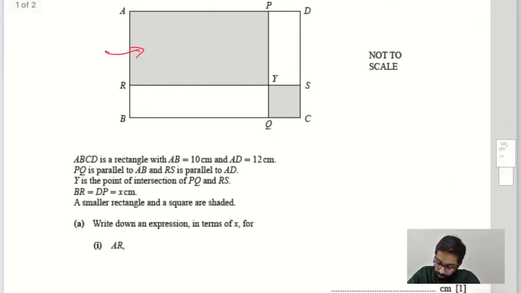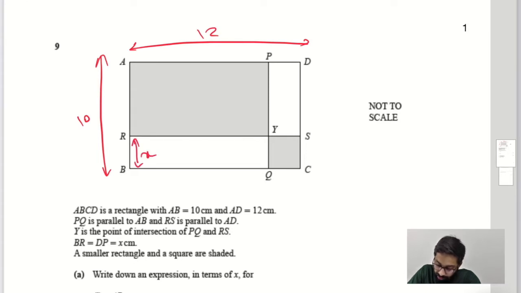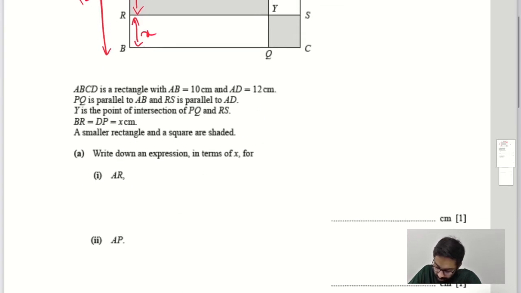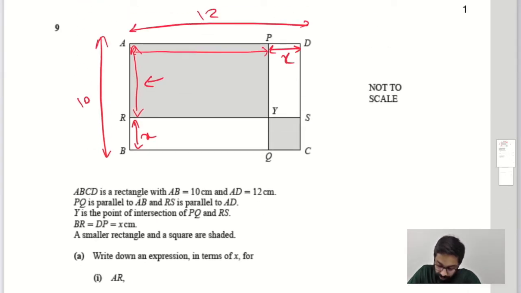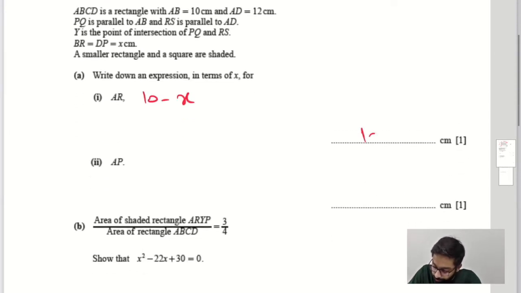Now, in order to do that, first we need to look at the dimensions. So the question mentioned earlier that AB is equal to 10 centimeters and AD is equal to 12 centimeters. And this part right here is X and this part right here is X as well. To find AP or AR, you need to subtract the X's from the lengths. So for AR, I'm talking about this length, you subtract X from 10, so that would be the length of AR, 10 minus X, right here.